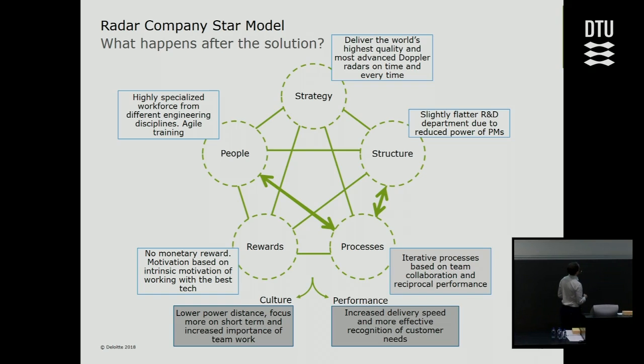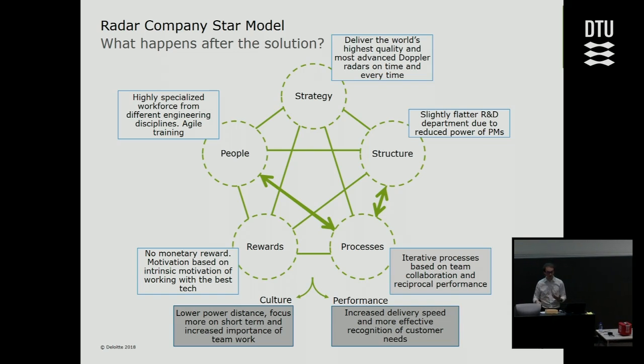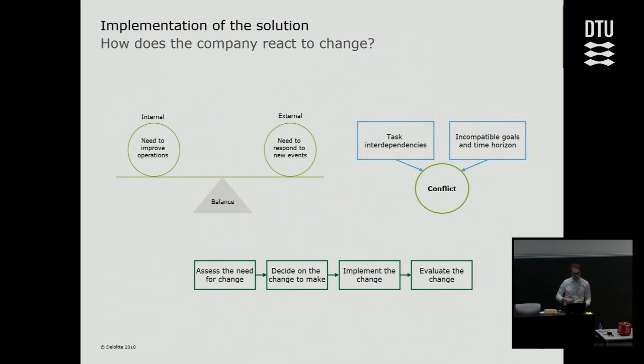On the performance side, we increased our delivery speed. So we are more effective in recognizing what the customer needs, and we are able to provide it to them. And in the culture, we put down even more the power distance, and now we have much more teamwork, which is a big cultural change. All right? And then you can keep going.